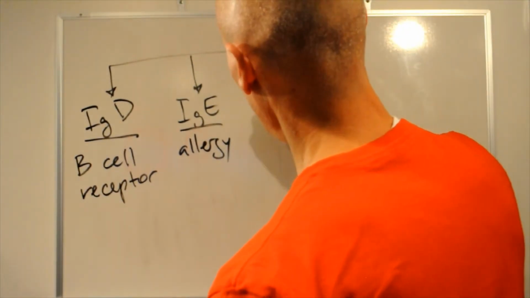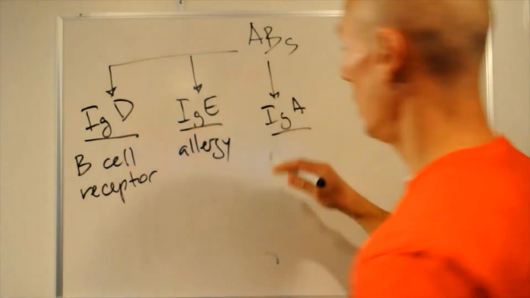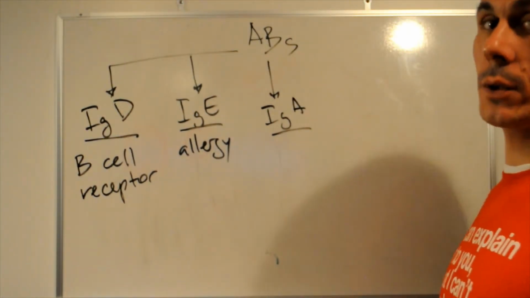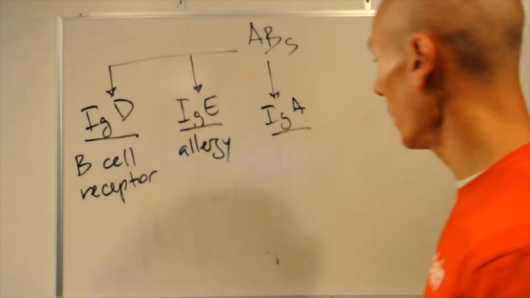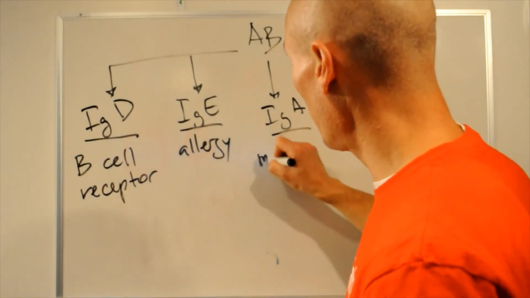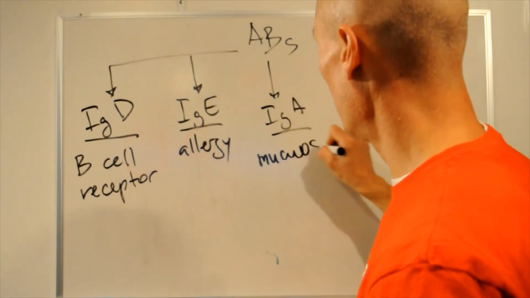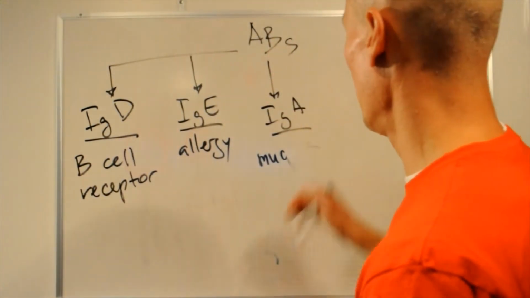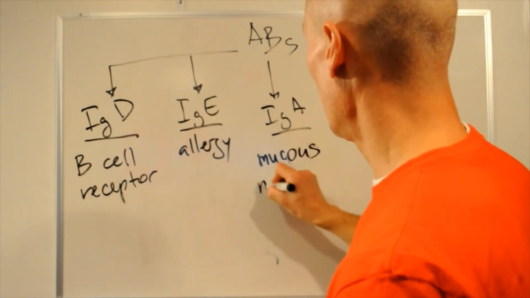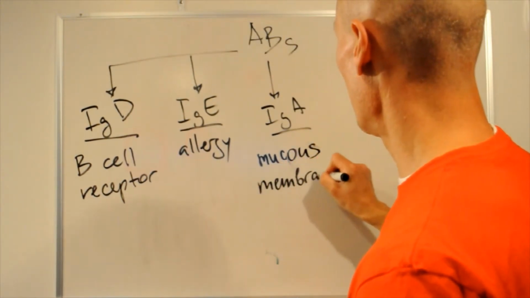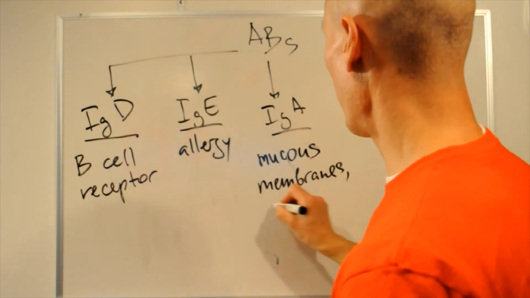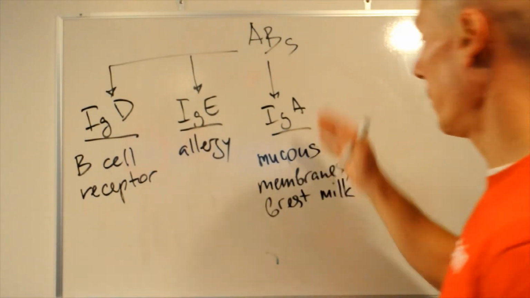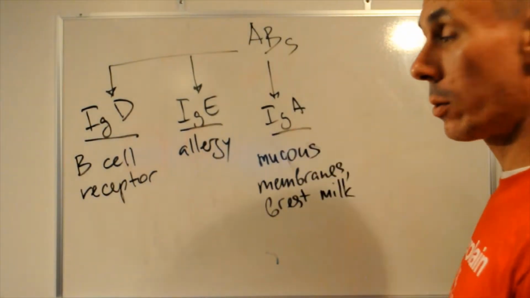Next we have IgA. It's a dimer, so it consists of 2 individual molecules, 2 individual antibody molecules linked together. And that's the antibody that can be found in the mucus, sorry for misspelling, in the mucous membranes or breast milk. It's basically first line of defense, breast milk or mucous membranes.